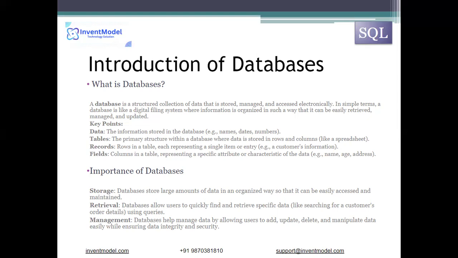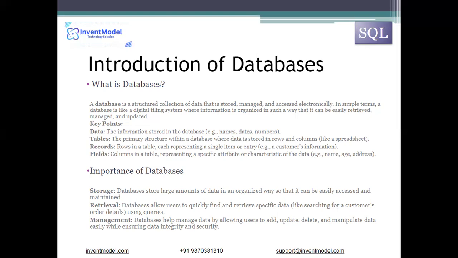Think of a database like a digital version of a library. As you see a library in your colleges and schools, think of a database as a digital version of a library. Just like books in a library are organized into sections, categories, and shelves for easy retrieval, data in a database is organized into tables, records, and fields. I hope the database is clear to you.